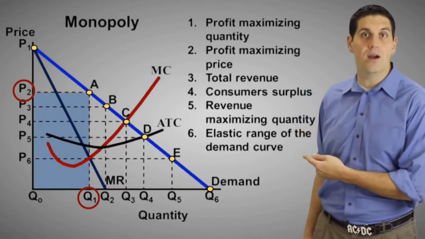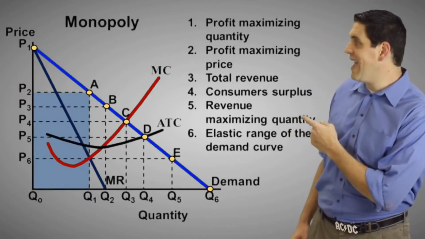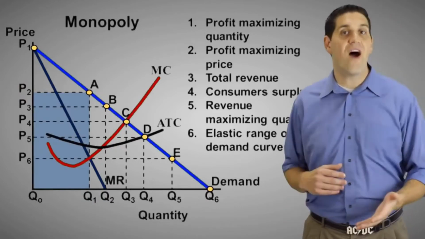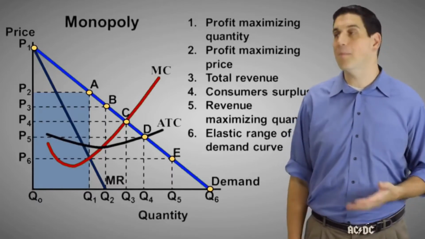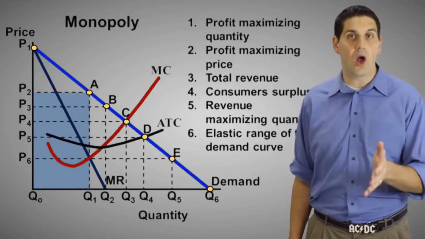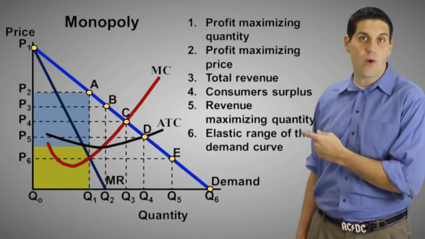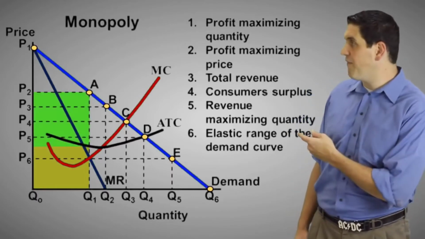The total revenue is just the price times the quantity. And so it's this rectangle right here. It's the rectangle of P2, A, Q1, and Q0. So finding total revenue, total cost, and profit on the graph is exactly the same skill that you applied in perfect competition. To figure out the total cost, you're going to go up to the ATC and over, and so it's right there. And so what's left over must be profit, which is right there.